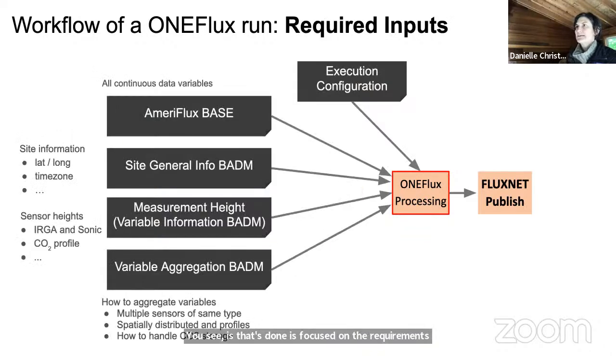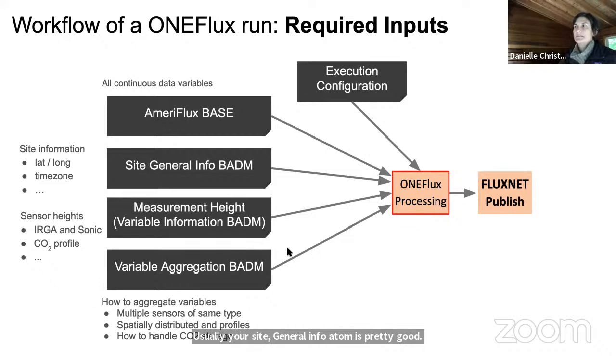Okay, so what is actually needed to run ONEFlux? So we need a published AmeriFlux BASE data product. Then we need a set of BADM information. By the time you have your AmeriFlux BASE published, usually your site general info BADM is pretty good. This is what you provide when you register your site.